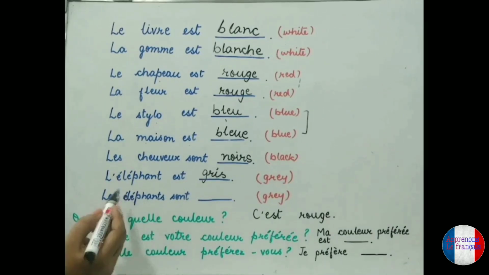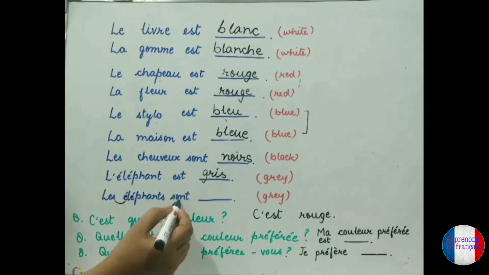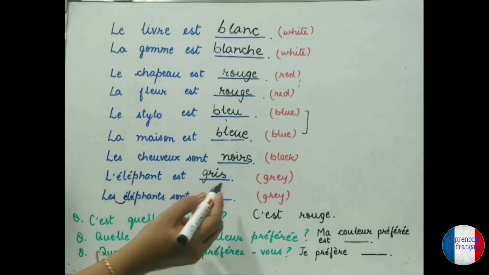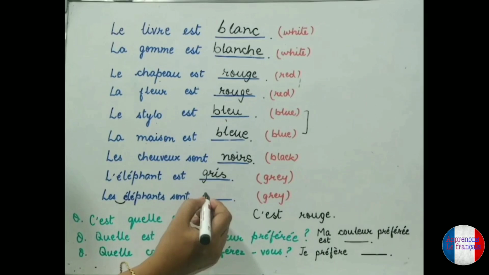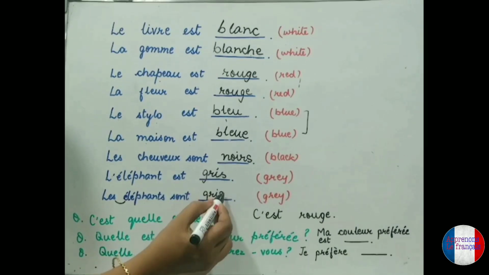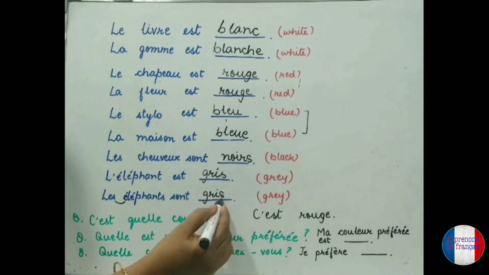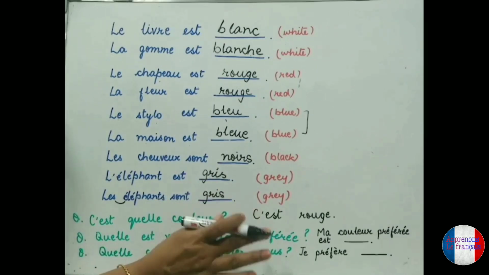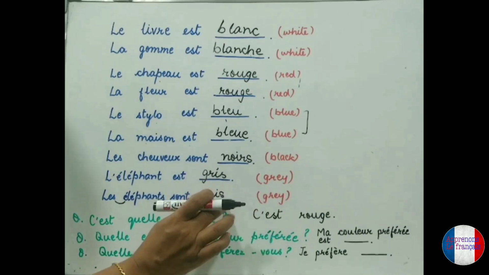Les éléphants, it's a liaison here. Les éléphants sont, the elephants are. Again, you have to write the same color, gris. And how will we make it plural? If it is ending in S, the plural, you will not add one more S. Okay? It will remain the same. If it is ending in S, we don't add an additional S. So, you learn one more thing here.